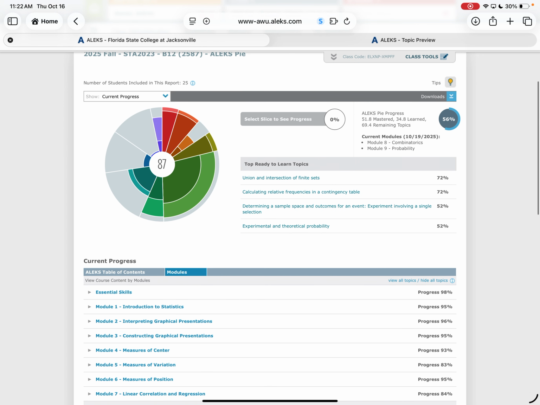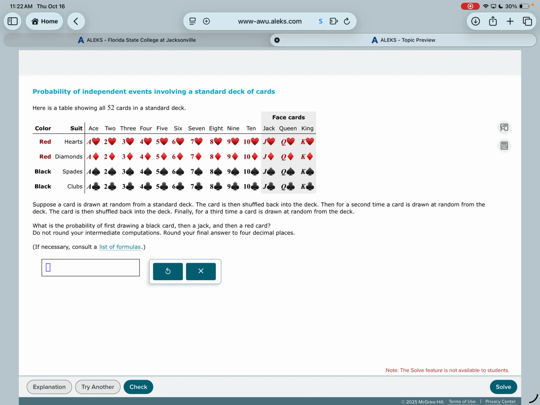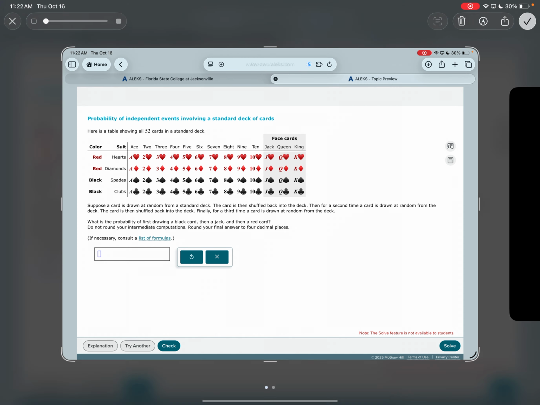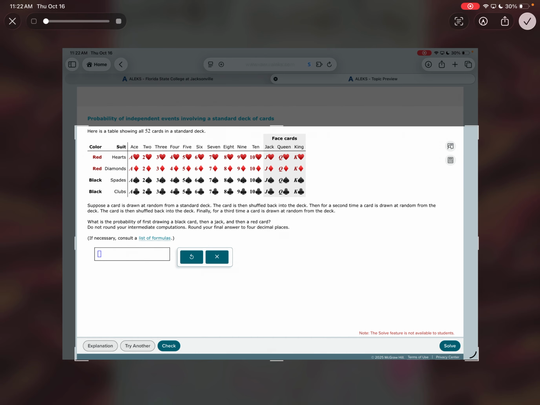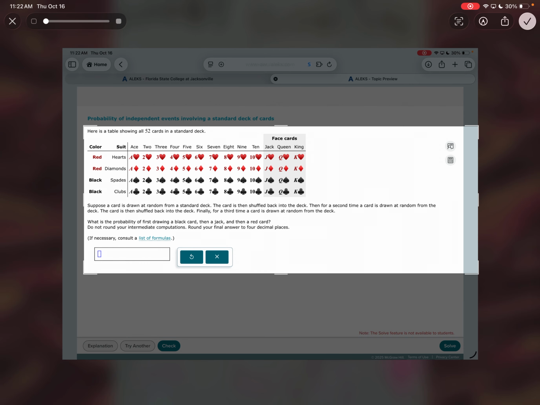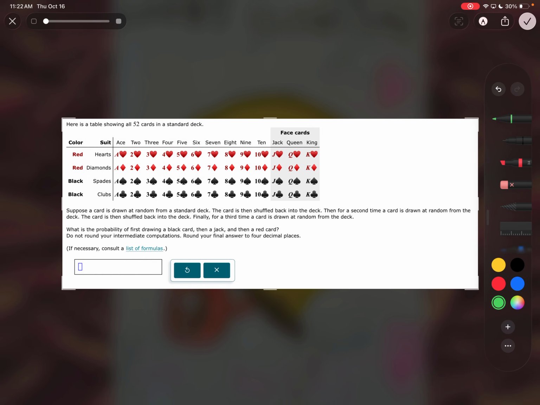All right, back to the deck of cards. Deck of cards is just easy to talk about in probability world. This is an independent event, so this is going to talk about replacing it, I'm guessing. Deck of cards has 52. Suppose a card is drawn at random from a deck and then shuffled back in, so that is replacing it. Then a second card is drawn and shuffled back in, and then a third time you shuffle and draw. What's the probability of drawing a black card, a jack, and then a red?